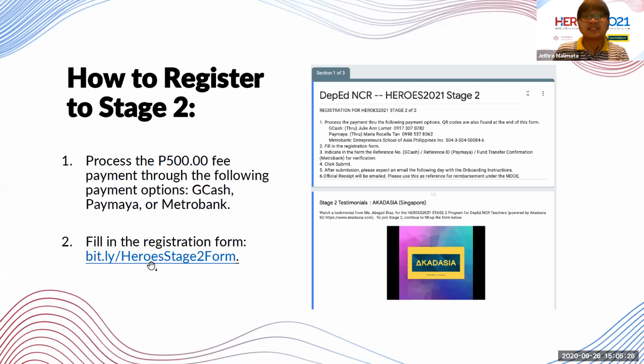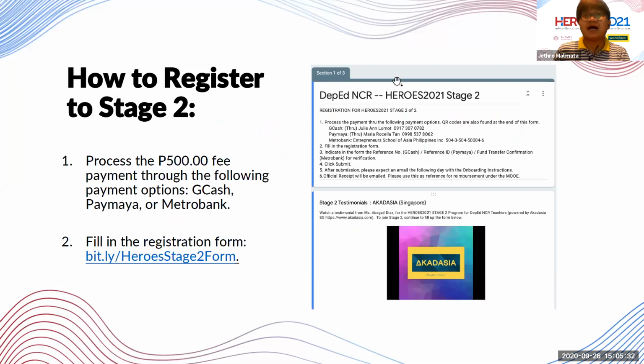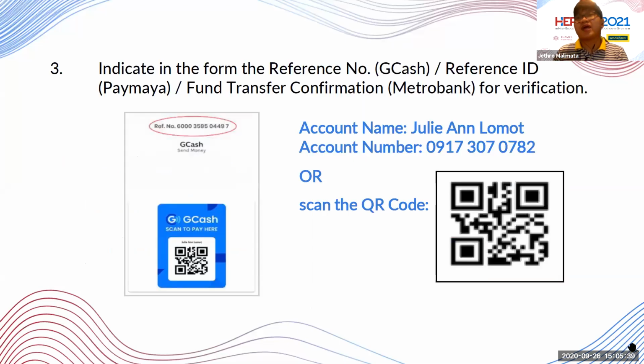That's bit.ly/hero stage 2 form. Again, that's bit.ly/hero stage 2 form. So case sensitive yan, just so you can be careful, make sure na ma-access nyo yung form. And then from there are 3 options for payment. Since yun nga, we're going to online teaching, lahat na rin online payment.